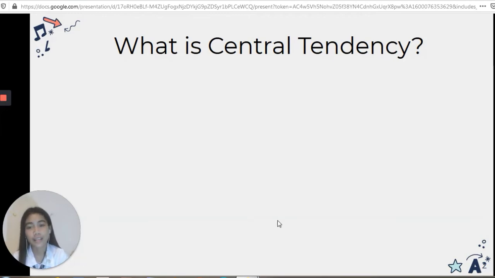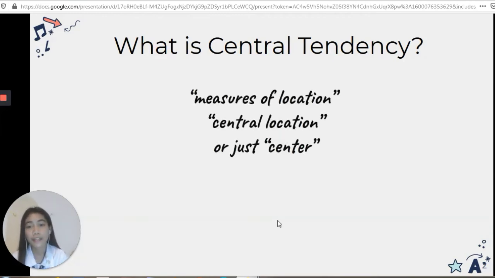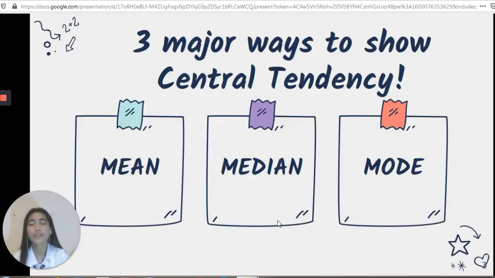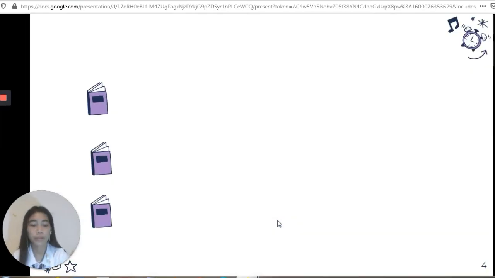What is central tendency? Central tendency is a measure of location. It is a central location or just a center. Central tendency is also a way to describe what's typical for a set of data, and it is often called the average. There are three major ways to show central tendency: first is the mean, median, and mode. Let's start with the arithmetic mean.